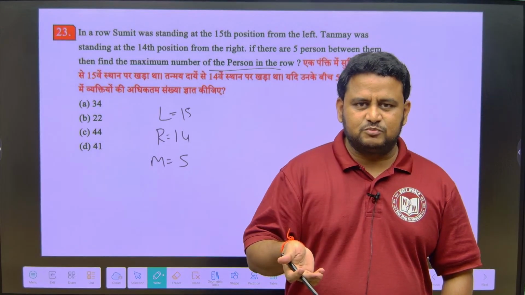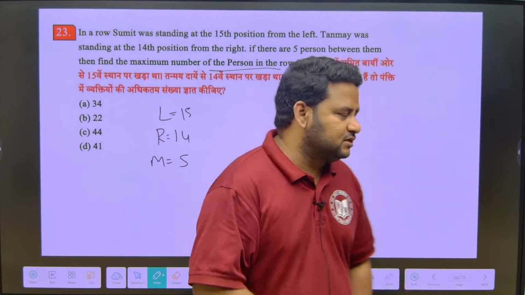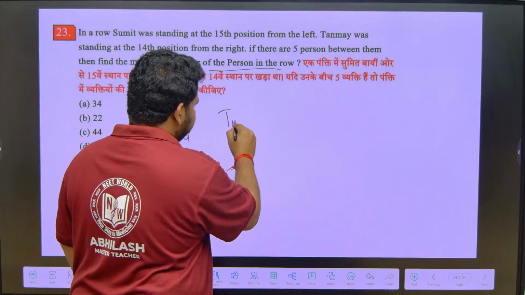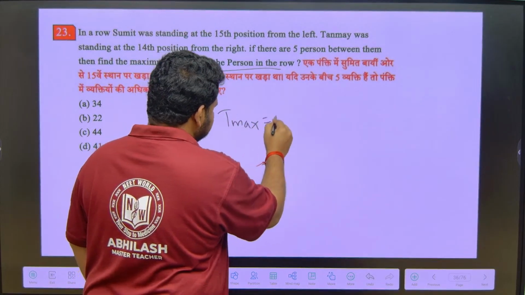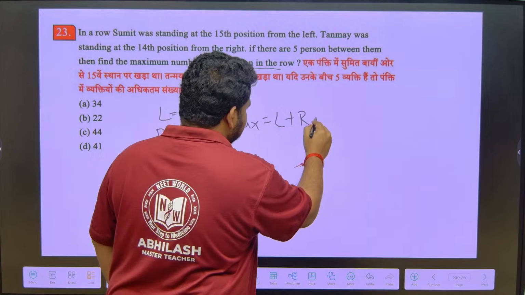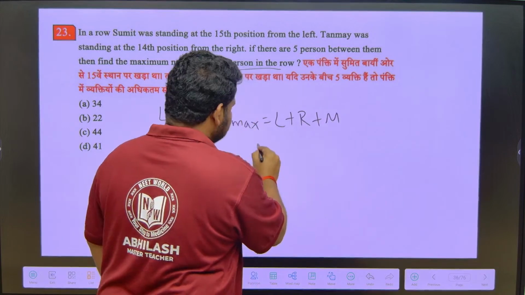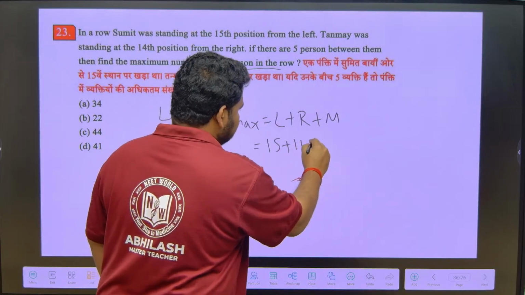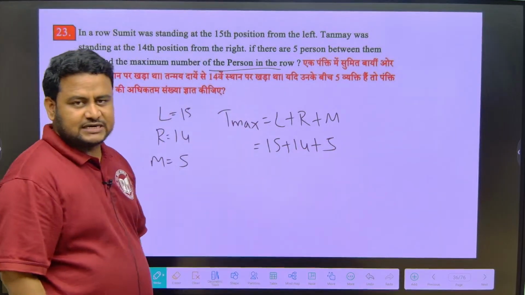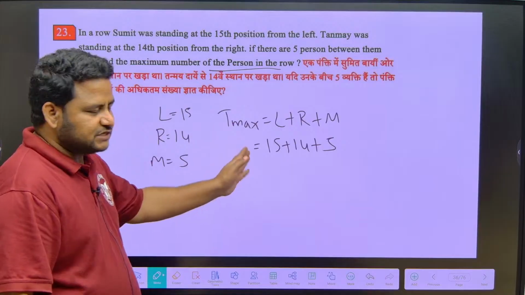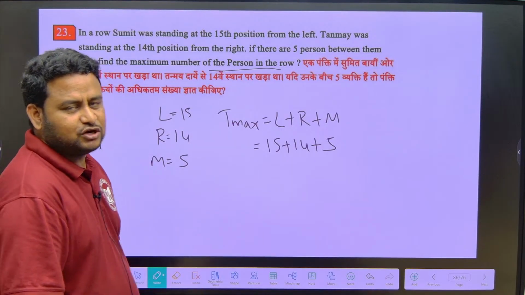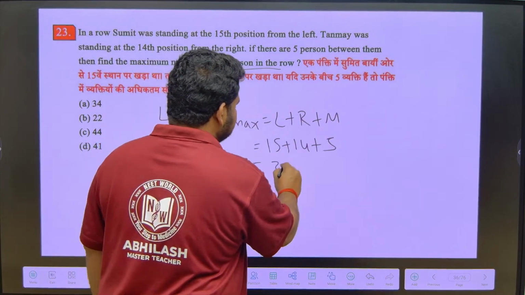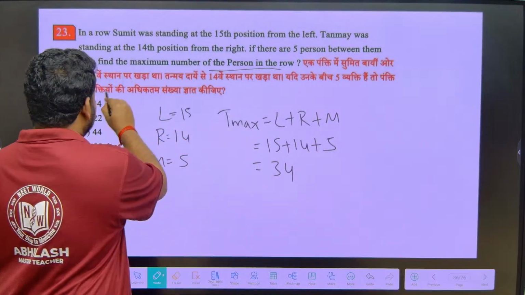To find maximum number of persons, what is the formula that we have, friends? The formula is total maximum is equal to L plus R plus m. Correct? So L is 15, R is 14, M is 5. L plus R plus m. So 15 plus 14 is 29. 29 plus 5 is 34. So the answer to this question is option A.